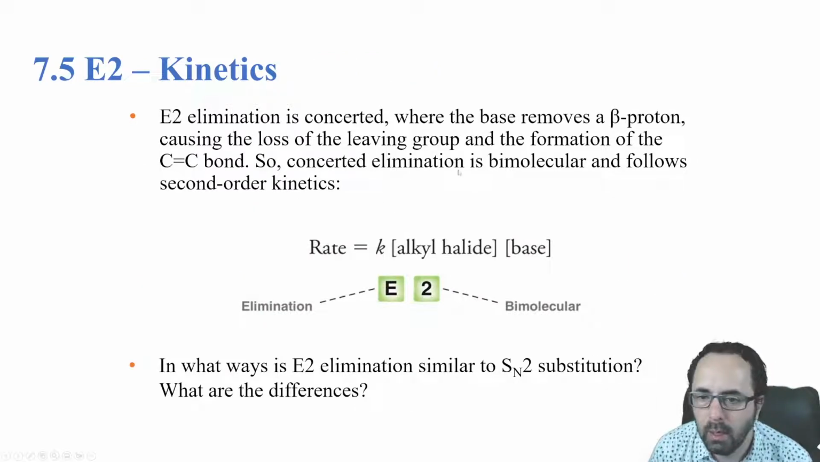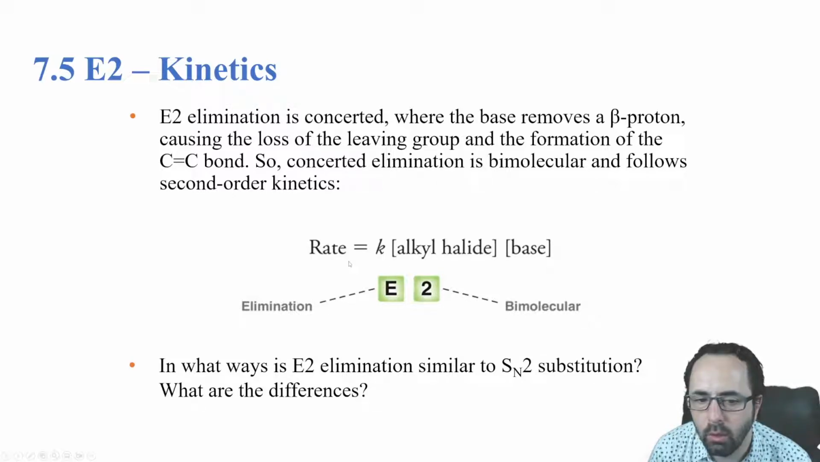So E2 elimination is concerted. The base removes a proton in the beta position, and then we have the loss of the leaving group that occurs at the same time. E means elimination. 2 means bimolecular.